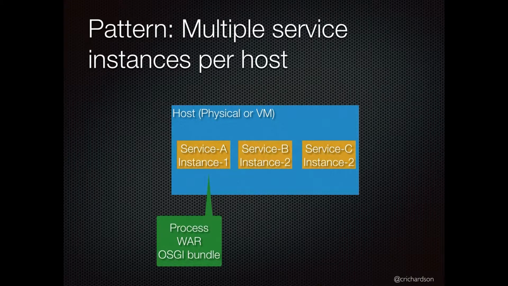Another option is perhaps within one process, you're actually running multiple service instances. So for example, each service instance could be a WAR file, and you run multiple WAR files on the one Tomcat. You could use OSGI. Each service instance is an OSGI bundle, and on one OSGI container, you run multiple service instances. So that's the overview of the multiple service instances per host pattern. And it's arguably a more traditional way of deploying applications.